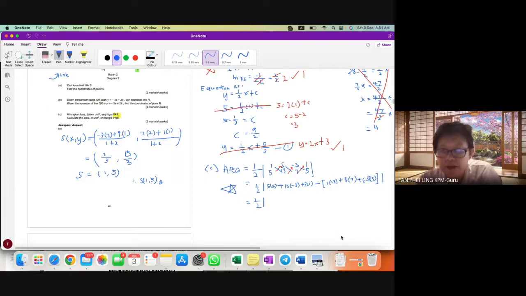So 25 plus negative 39 and then plus 7. So here I get negative 7. Then I have to minus the answer here. 13 plus 35 minus 15, 33. Okay, so I'm going to get half, minus 7 minus 33. I get minus 40.